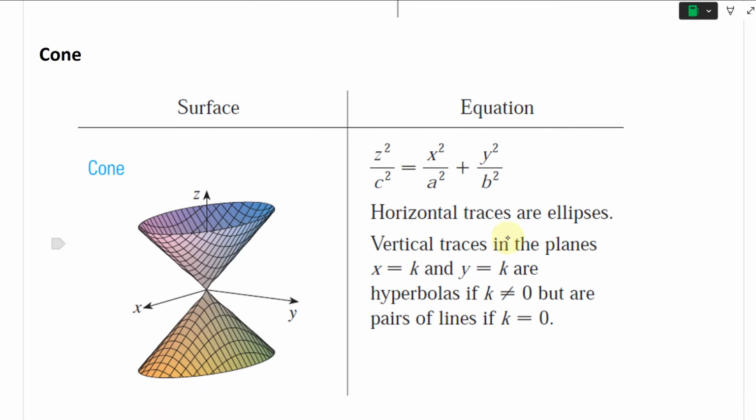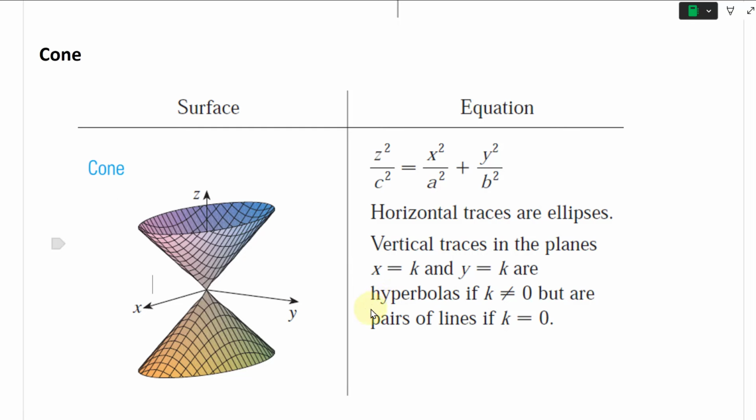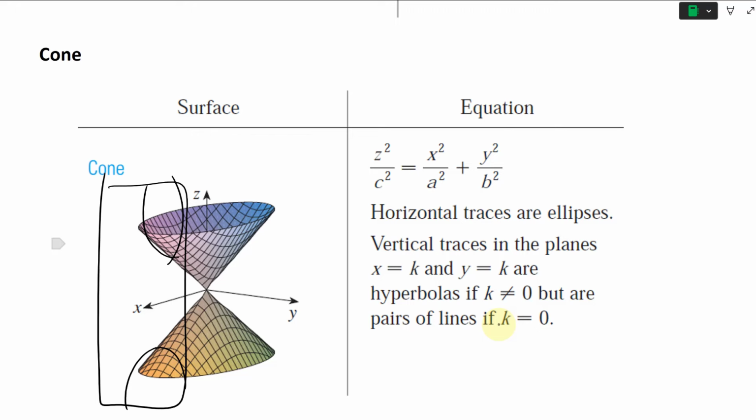Horizontal traces are ellipses. If you cut them horizontally, you're going to get ellipses. And vertical traces in the planes x equals k and y equals k are hyperbolas if k is not equal to 0, but are pairs of lines if k equals 0. If k equals 0, you get lines like that. Otherwise, the vertical traces will be these hyperbolas.